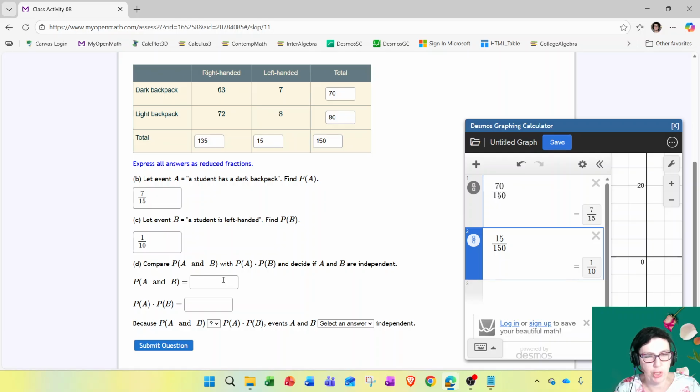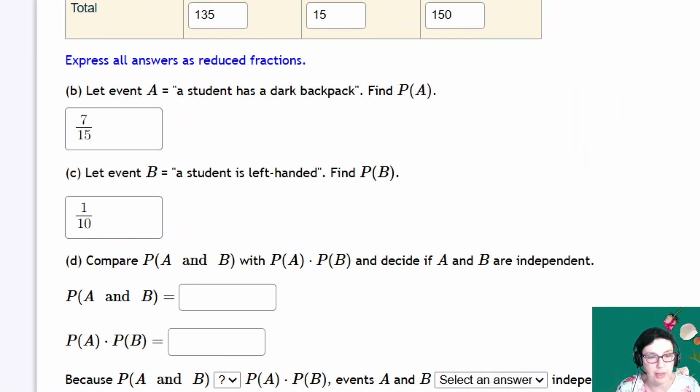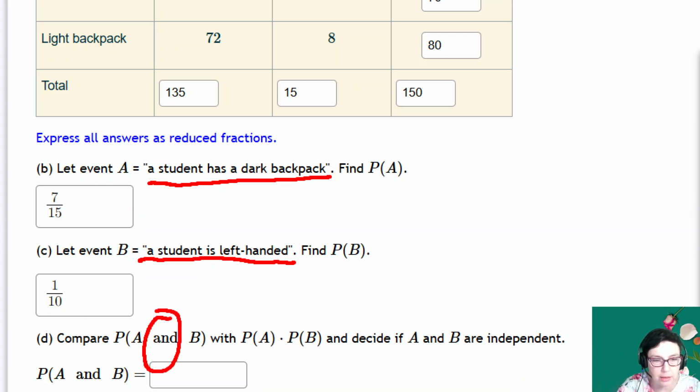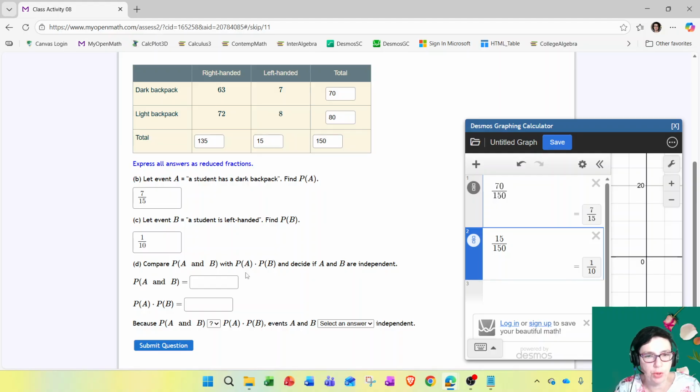All right, the next question is always the one where a lot of people do not understand. So this and business, the A and B, what does that mean? So it has to be a student has a dark backpack and at the same time, so always add those words. Anytime you're doing this and, you want to add the words at the same time. So a student has a dark backpack and at the same time he or she is left-handed. Well, so left-handed, right? And also dark backpack.